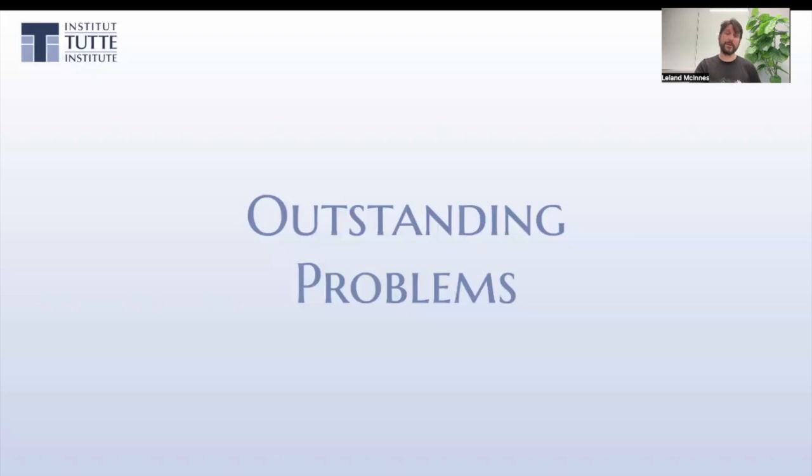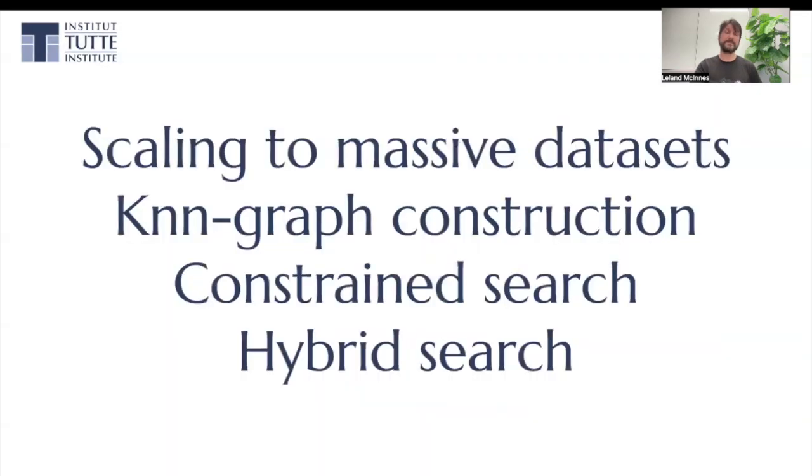What are the outstanding problems in the space? Scaling to truly massive data sets. Distributed approximate nearest neighbor search is still somewhat of an open problem. Another thing that Pioneer Descent focused on was KNN graph construction. So rather than building an index and searching for points one at a time, I want to build a graph of the K nearest neighbors for every point in a data set from the outset.